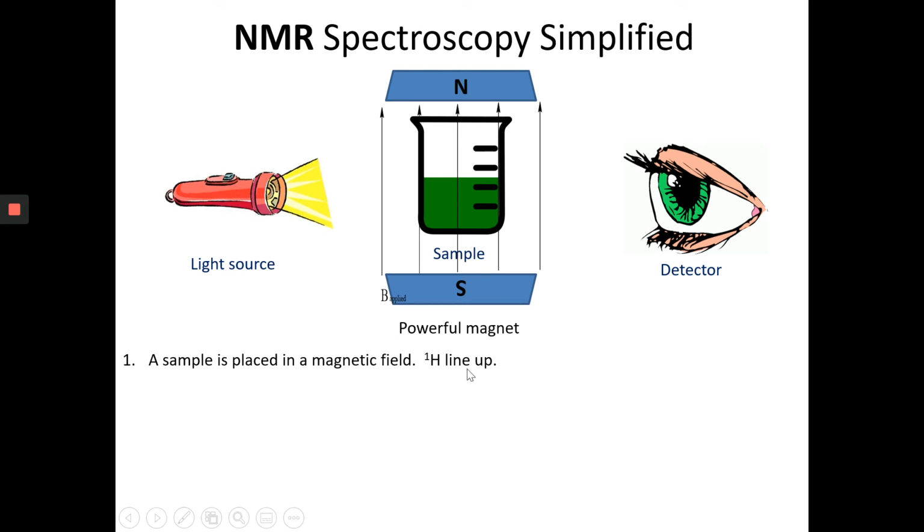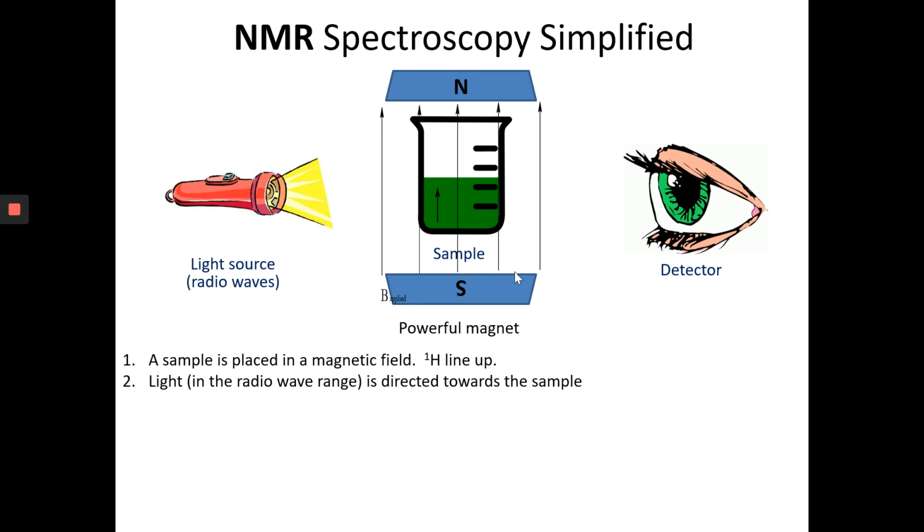When we do that, remember, what happens to the hydrogens? When you put them in the big magnetic field, they will line up either with the field or against it. So this little up arrow right here represents a hydrogen, a nucleus in my sample, and it's lined up in the same direction as the field. So check, that's the first step.